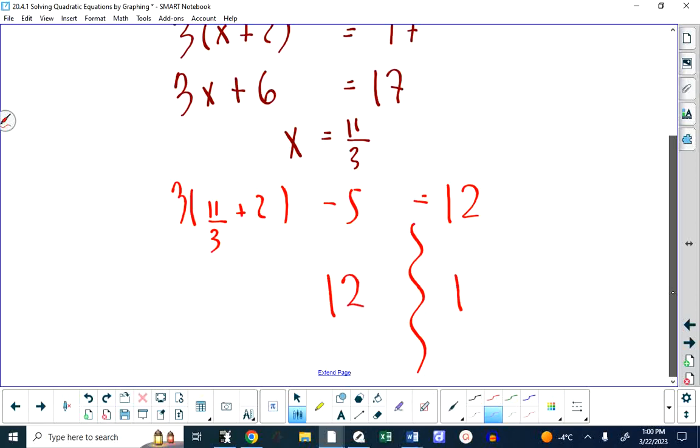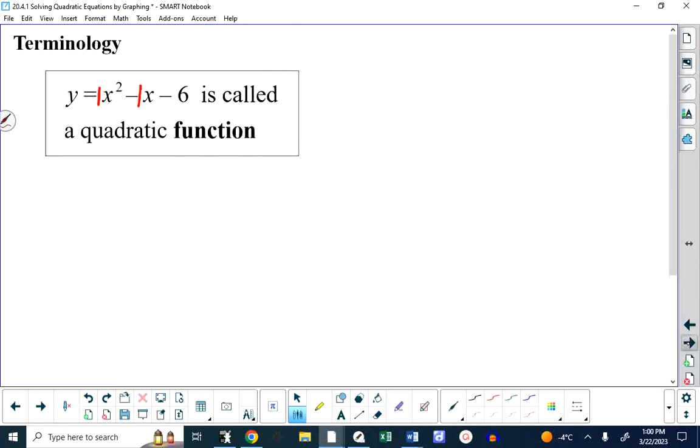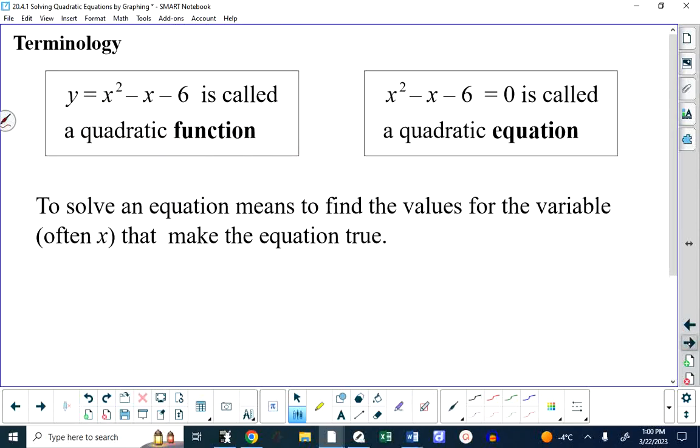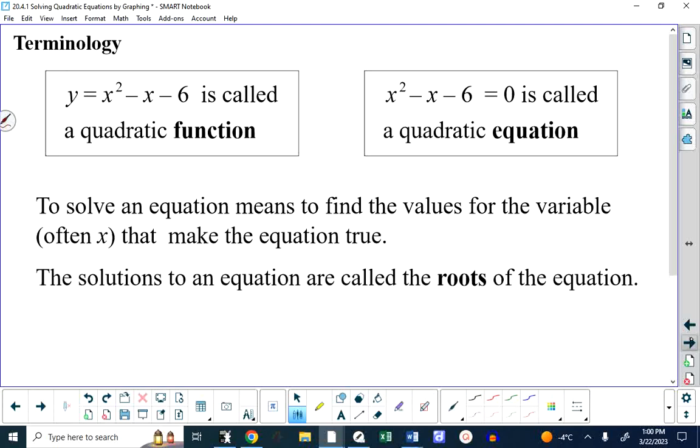Well, what we write in math, and we're going to be doing this a lot in the next couple of weeks of classes in my 30-1 class, is we make a statement that the left side equals the right side. In other words, that solution is the value of x that makes it true. And going back to my notes here, to solve an equation means to find the value for the variable that makes the equation true. We call that value the solution, but we also call it the root of the equation.